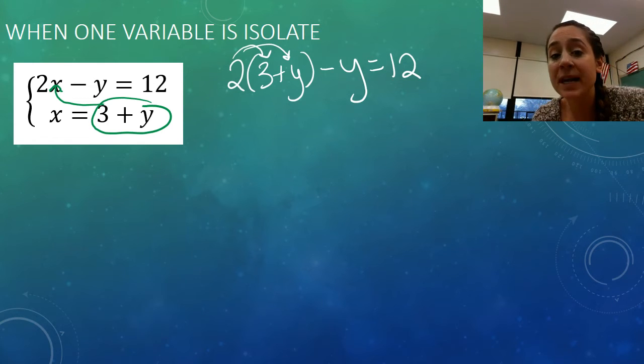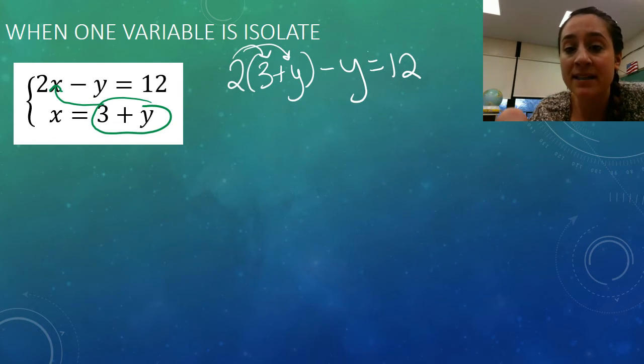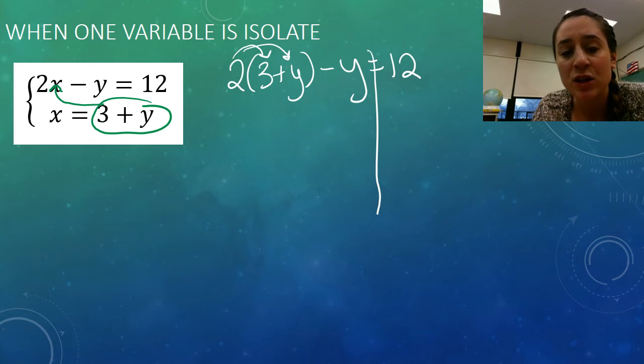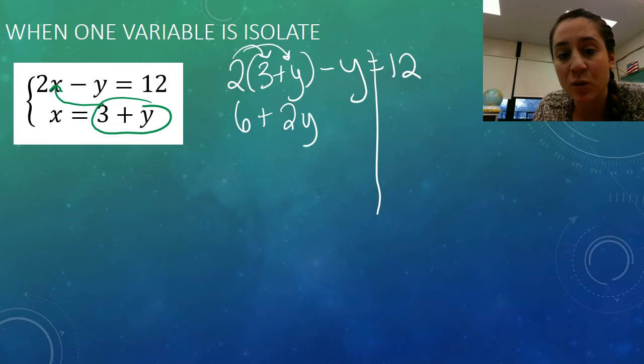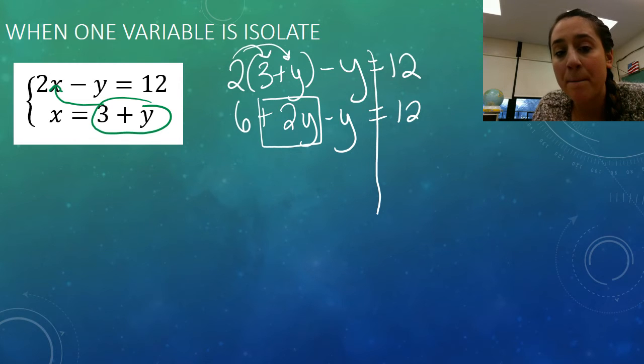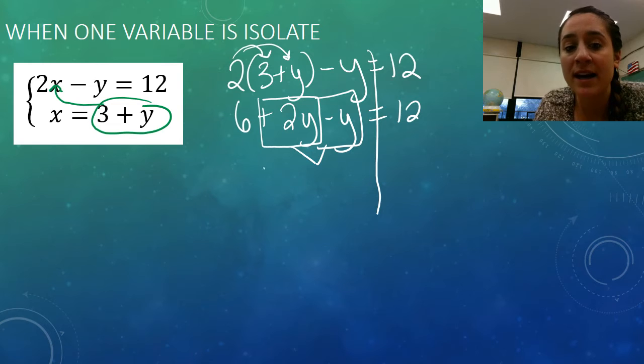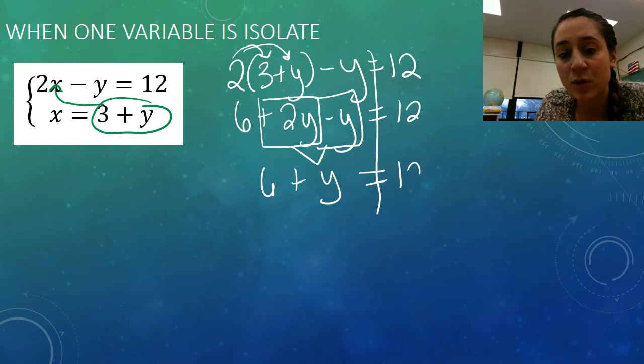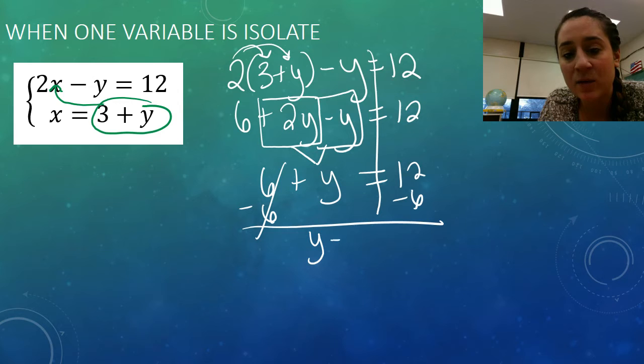I'm going to do all the steps now to get my y by itself so that I find my y value. 2 times 3 is 6, plus 2 times y is 2y, minus y equals 12. I'm going to combine my like terms. So positive 2y minus y is 1y. So 6 plus y equals 12. I'm going to minus 6 from both sides of my equation, so y equals 6.